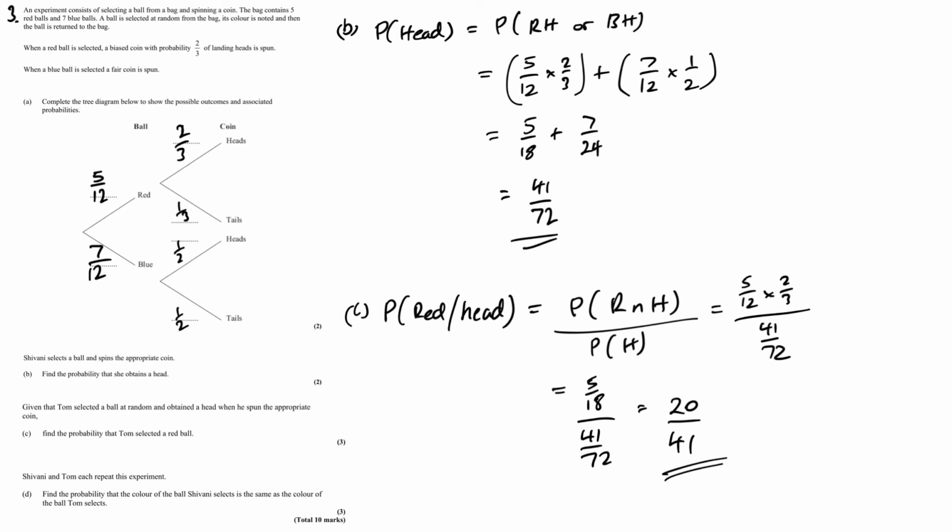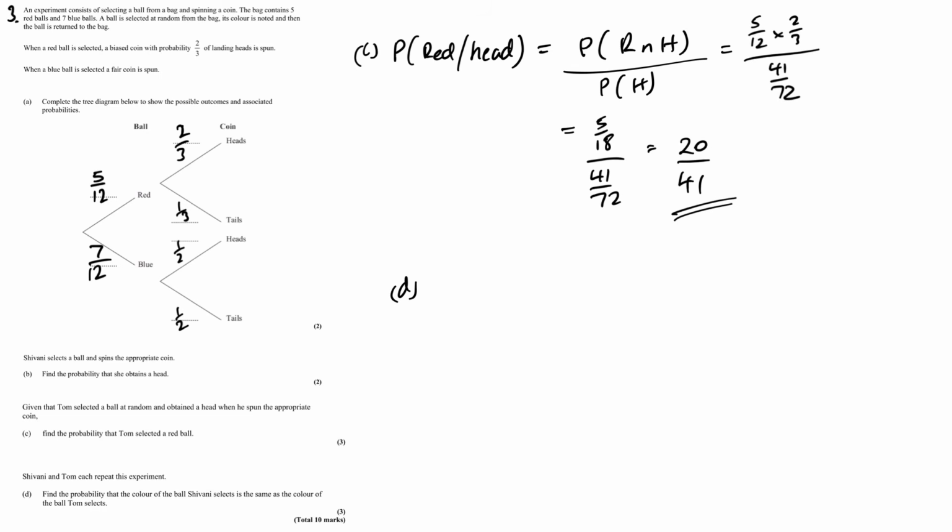Shivani and Tom each repeat this experiment. Find the probability that the colour of the ball Shivani selects is the same colour of the ball that Tom selects. Strange part D, but here we go. Same ball colour. So that means that they both either choose red or they both choose blue.